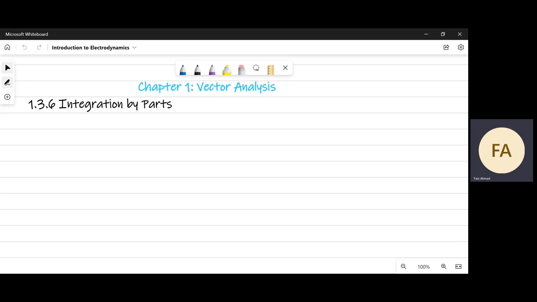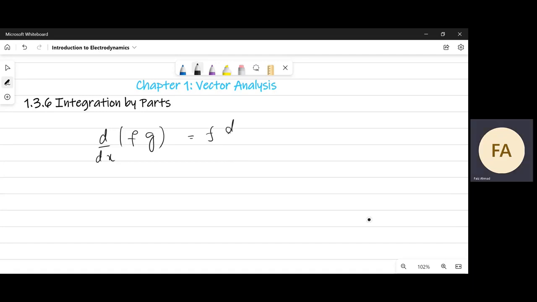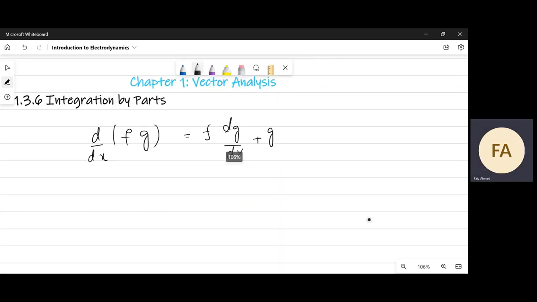Integration by parts is the last section of integral calculus in this chapter. Integration by parts in fact utilizes the product rule. We have two functions, f and g, and both are functions of x. So we can write d over dx of fg equals f dg over dx plus g df over dx.